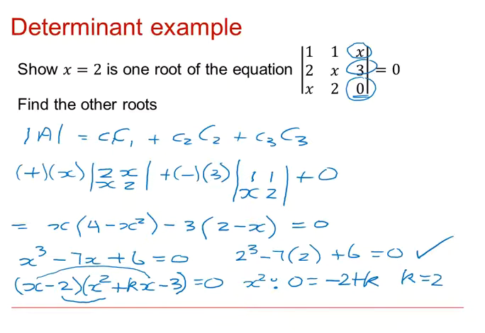Then all I have to do is to factorise, and excuse me for working up here, x squared plus 2x minus 3, which factorises to x plus 3, x minus 1. And the other two roots are therefore x equals 1 or minus 3.